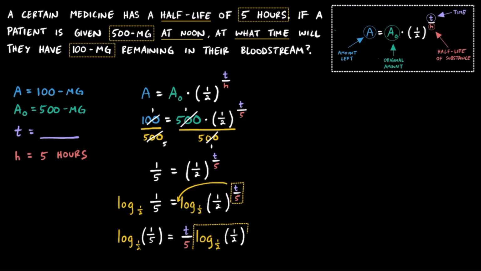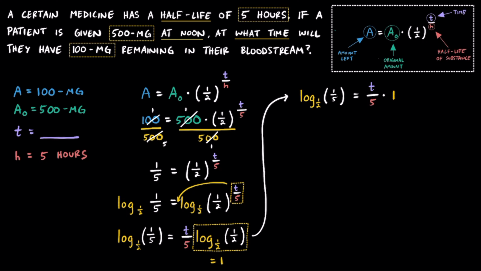Remember, log base 1/2 of 1/2 is just equal to 1, so we can simplify this even more. From this, we're going to get log base 1/2 of 1/5 is equal to T over 5 multiplied by 1. And by the identity property, we can go ahead and drop that 1. But next, we're going to multiply both sides by 5 so that we can get T isolated. The 5s are going to cancel on the right side of the equation, so we're left with T is equal to 5 times log base 1/2 of 1/5. This right here would be the exact value for T.